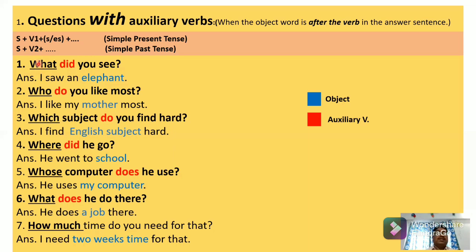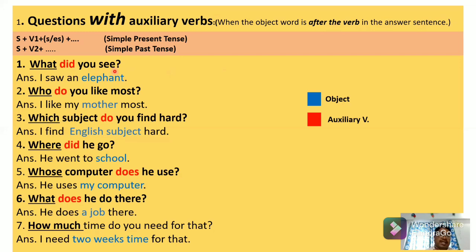Yes, what is the object? What is the object of this question word? Yes, the elephant is the answer of the question word what, right? Yes, that is why we need an auxiliary verb. What is the rule? When the object word is after the verb in the answer sentence.